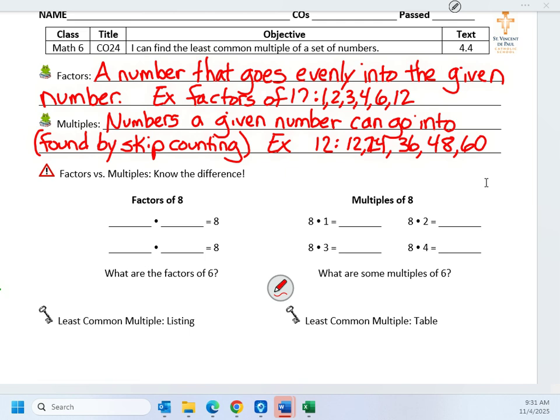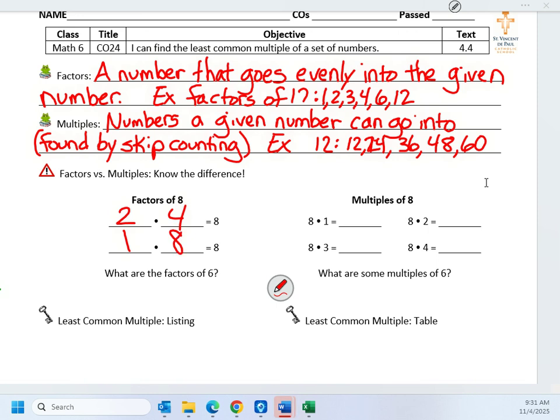So we need to remember, factors of 8, what times what equals 8? Who can tell me a factor of 8? Rhoda. 2 times 4. What's another factor of 8? Haley? 1 times 8.